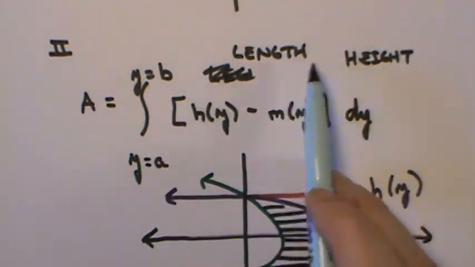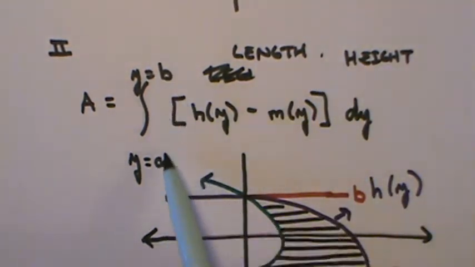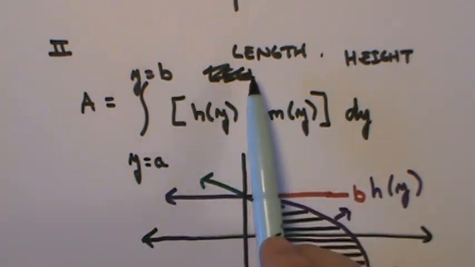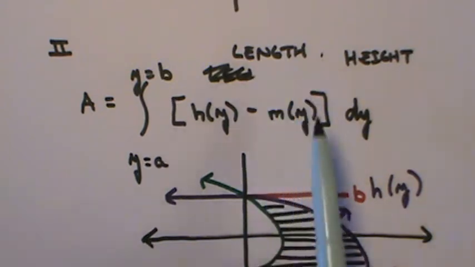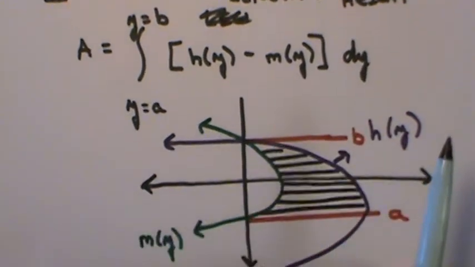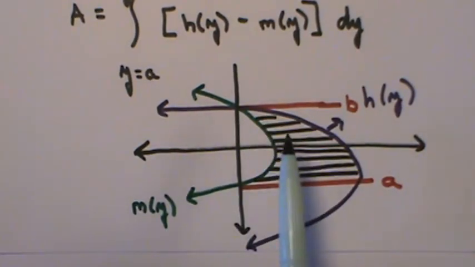And it's nothing more than a series of me adding those up. That's what the integral is saying. Add all those rectangles up that are calculated and defined as length, that's your h of y minus m of y, times a height, which is dy. And so I see all these rectangles being stacked.